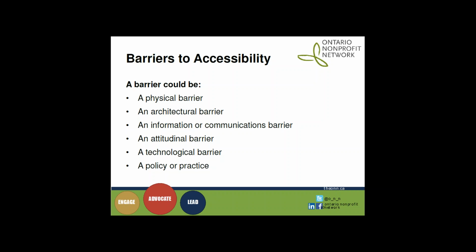Now, the AODA was set out to really address some of the major barriers to accessibility that people with disabilities identified. These are not all of them, but there's some of them. And you'll see as I start to move in and talk about the legislation that it was very much designed to try to help to break down some of these barriers that were identified. So there's physical barriers, architectural barriers, information and communication barriers, attitudinal barriers, that's a big one, technology barriers, and policy and practice barriers.